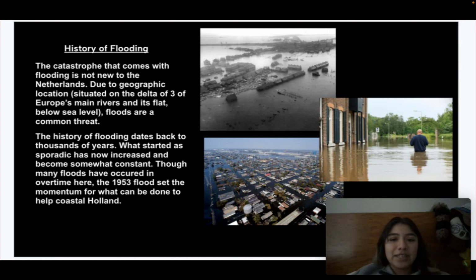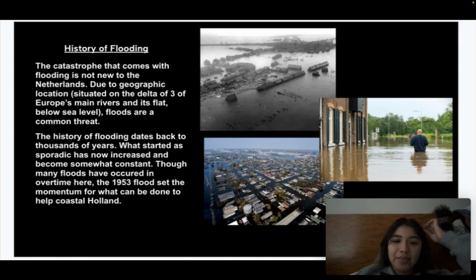And the history of flooding dates back thousands of years. It did start as more sporadic and natural, as we can say, but has now increased and become somewhat constant because of the causes of flooding, which I'll highlight next. And though many floods have occurred over time here, it's the 1953 flood that set the momentum in motion for what's been done to help coastal Holland.